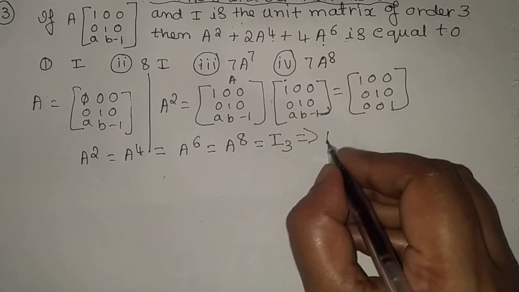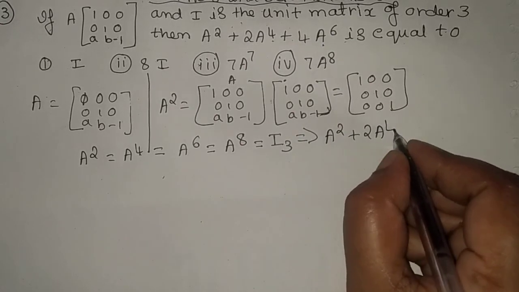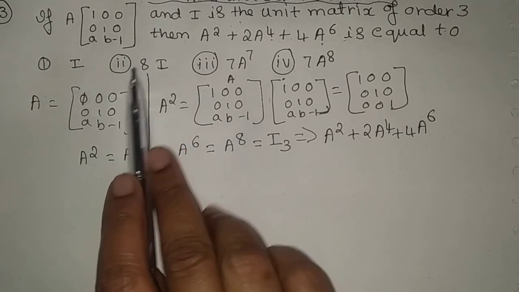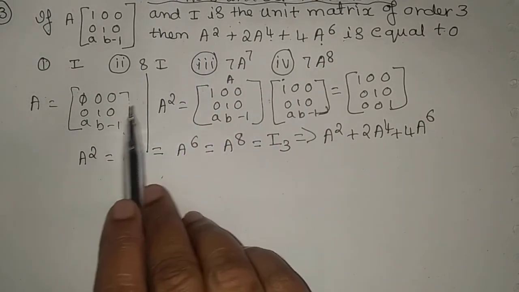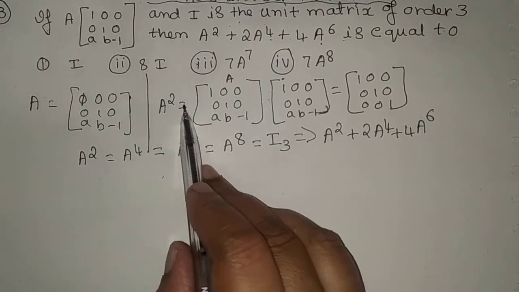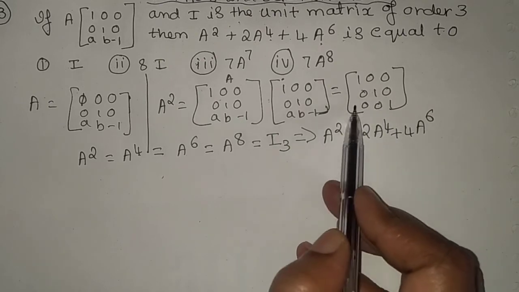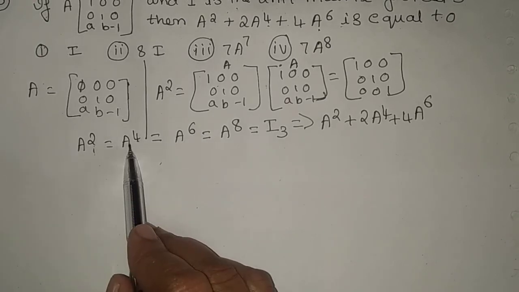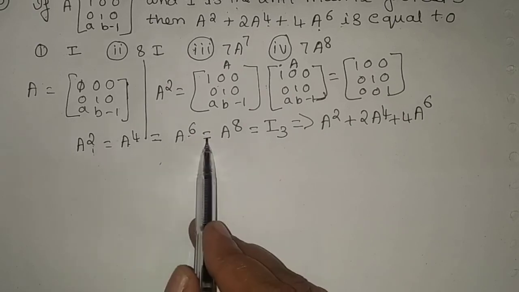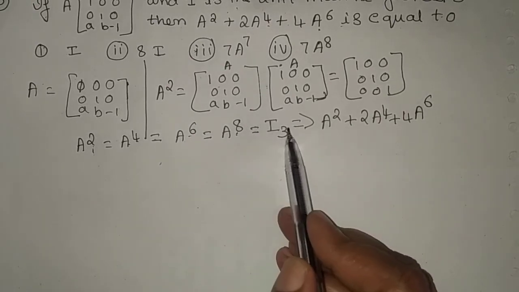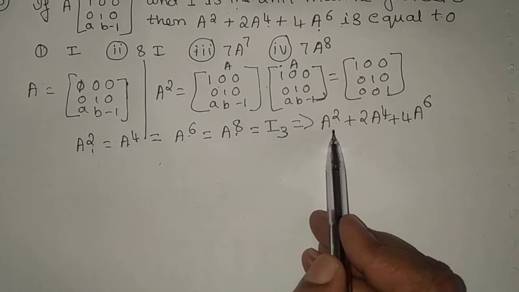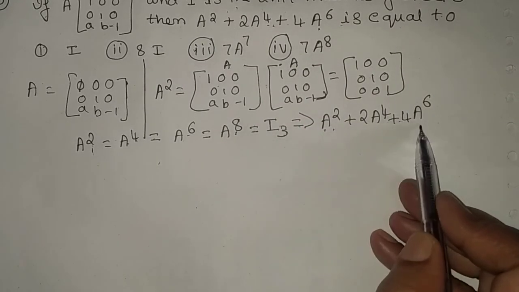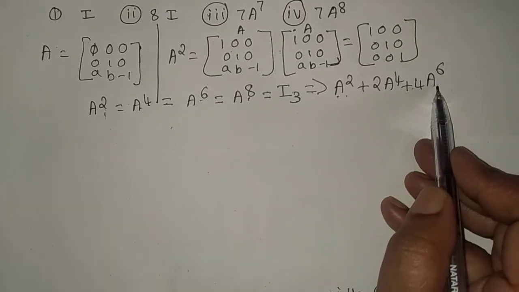This can be written again as A square plus 2A to the power of 4 plus 4A to the power of 6. First, once again I'll explain. Take the matrix A given. I is the unit matrix of order 3. After this, find out A square. A square is A into A, we get the identity matrix. After this, we can write A square is equal to A to the power of 4 is equal to A to the power of 6, all even powers, is equal to the identity matrix I3. This is equal to the formula they have given: A square plus 2A to the power of 4 plus A to the power of 6.